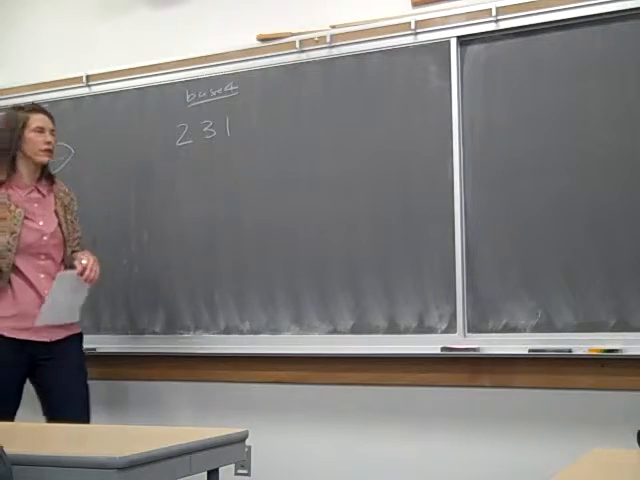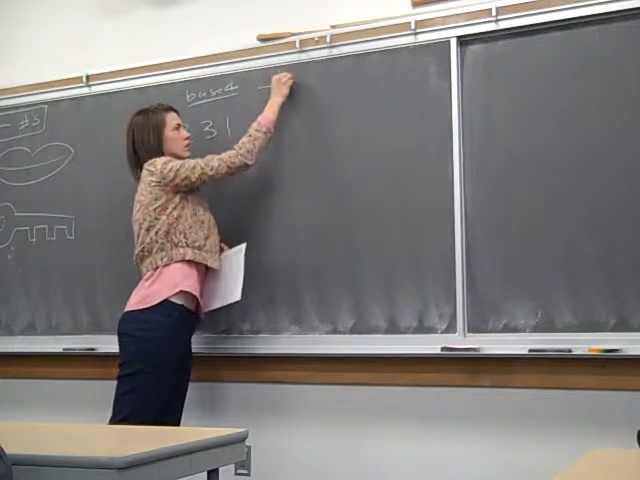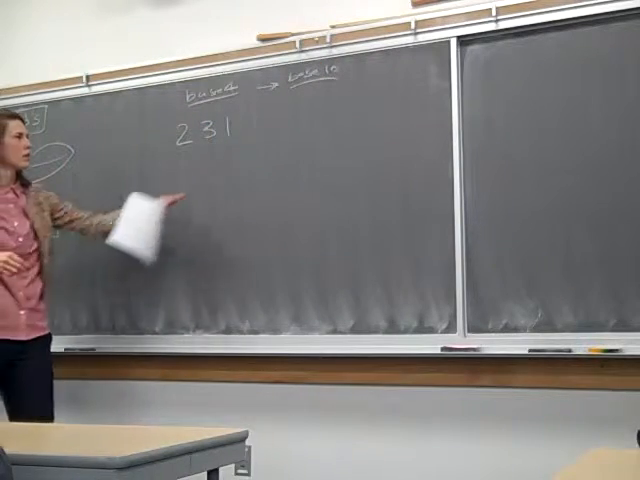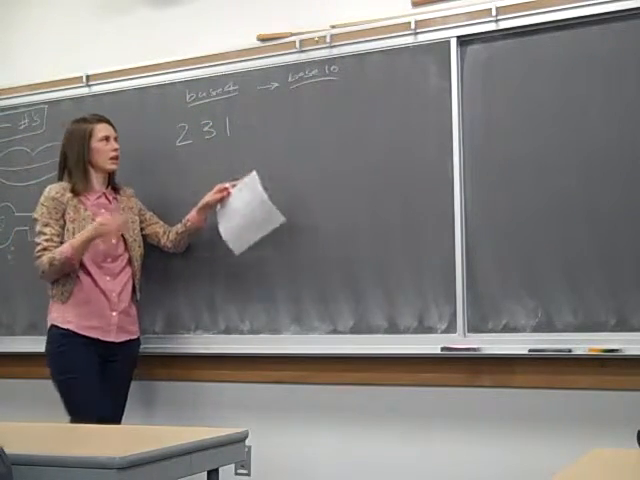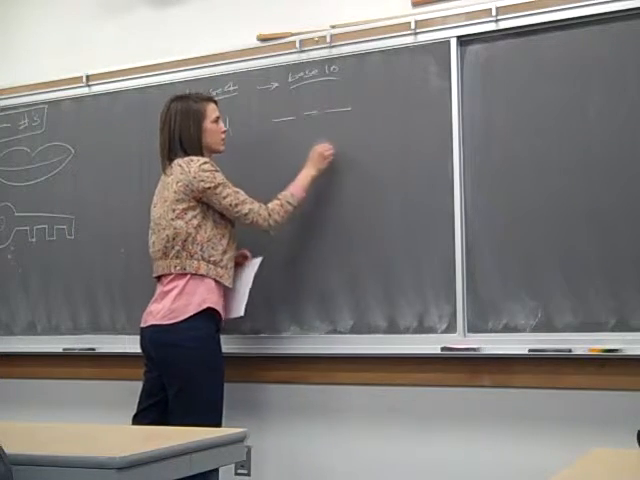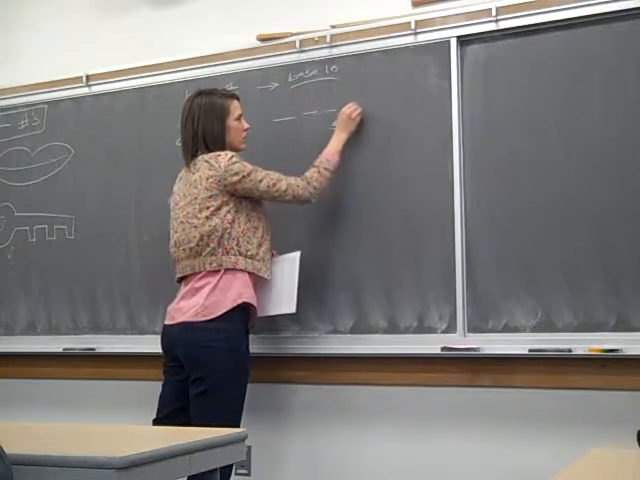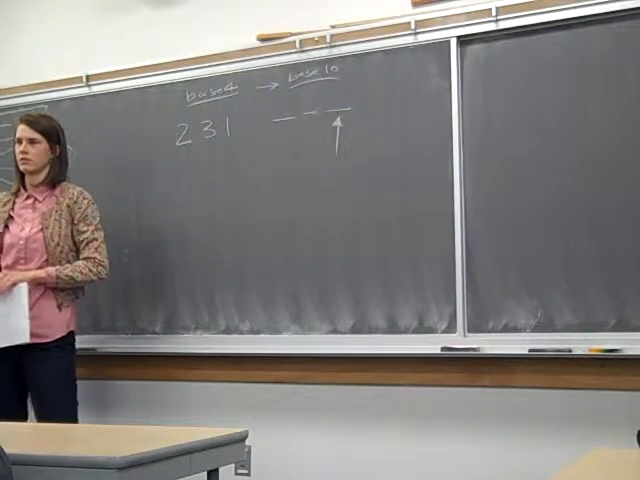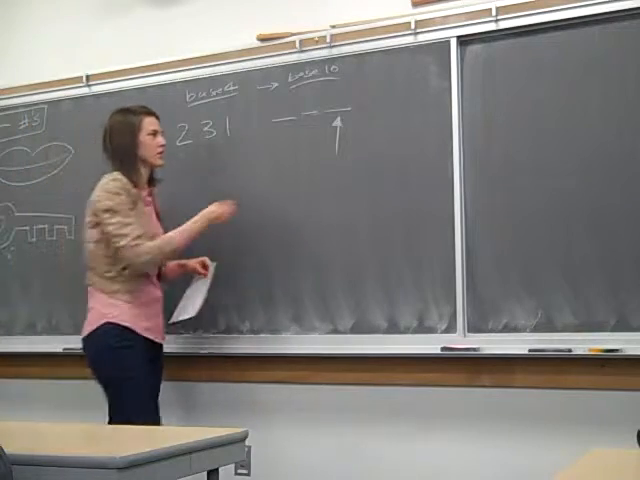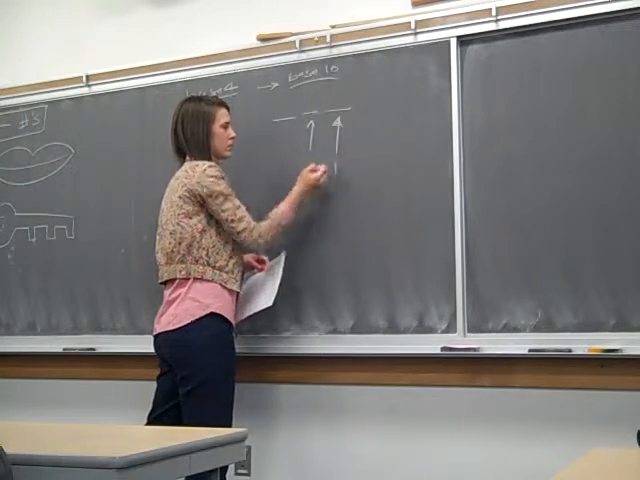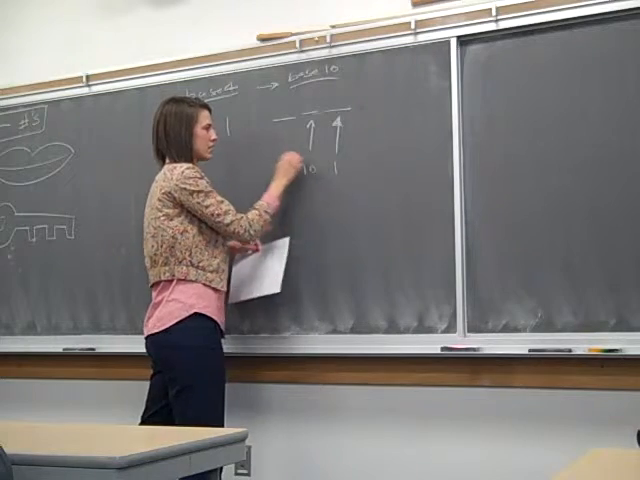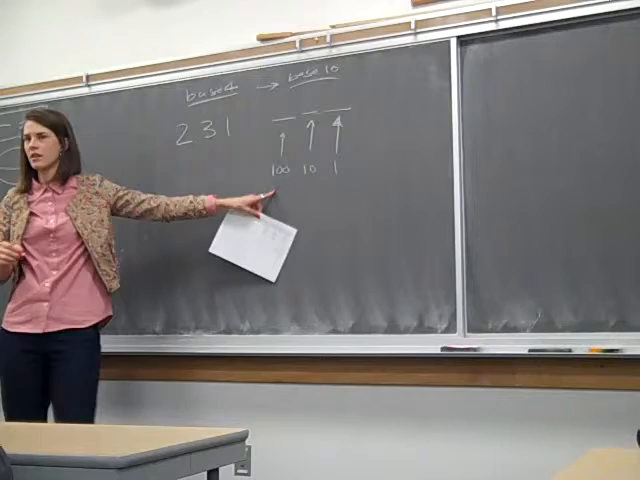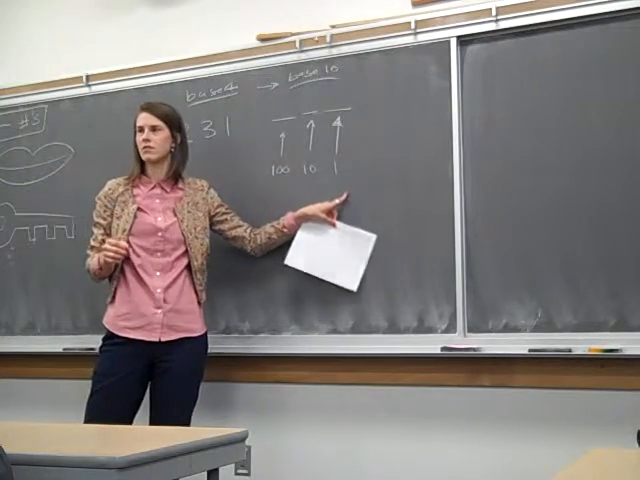Okay, and we have to convert it to base 10, right? So, what does the 1 represent? Let's just say the first place value to the left of the decimal in base 10. What does it represent? Ones. Okay, what does the second place represent? Tens, and then hundreds. So we noticed that there's a pattern in how we break down the place values.